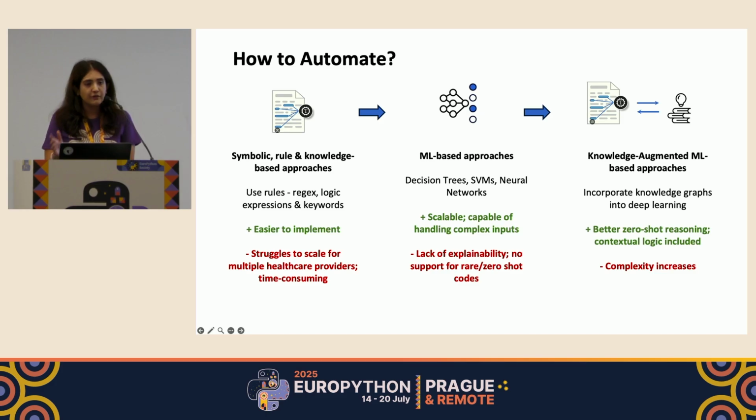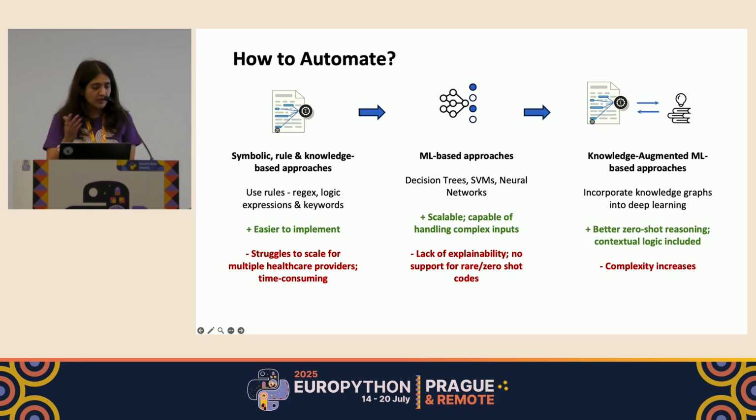There are different approaches that the community has taken over the years to solve the problem of medical coding. Starting with very fundamental symbolic, rule- and knowledge-based approaches. The idea here is that you could have a KB and very simple rules to convert the conditions to different codes. It's easier to implement, but the problem is scalability. How do you do it for different healthcare providers? And it is often very time-consuming to even construct those rules.